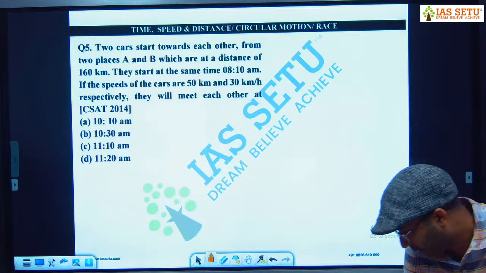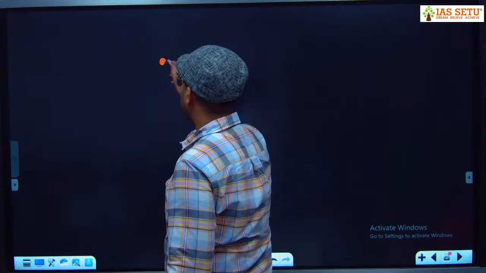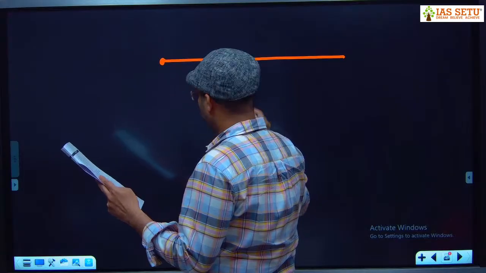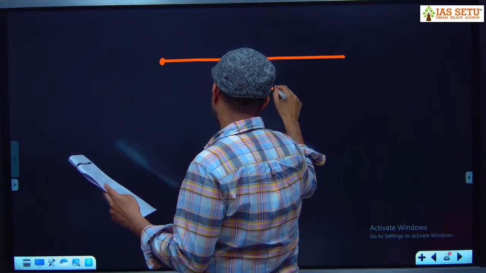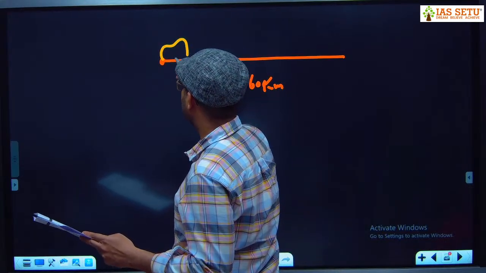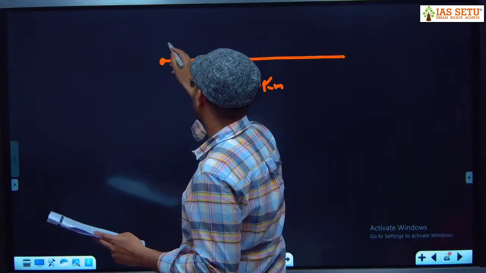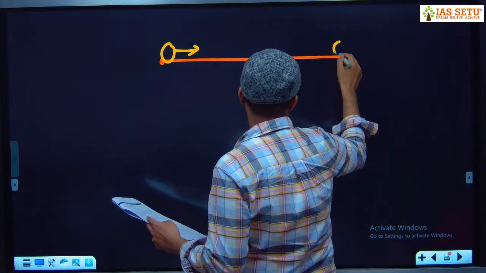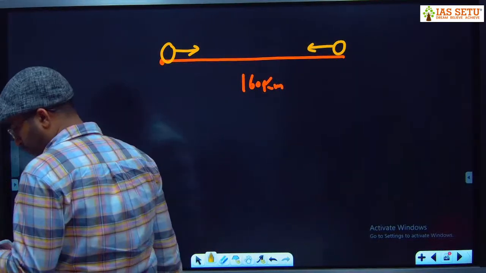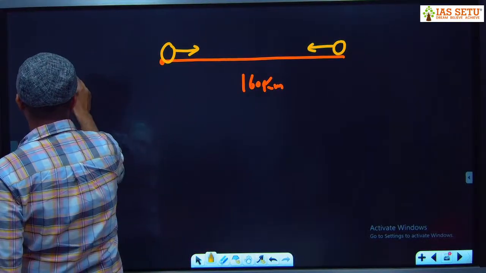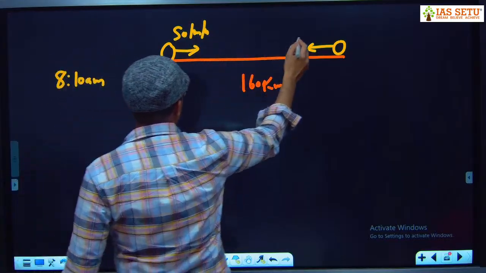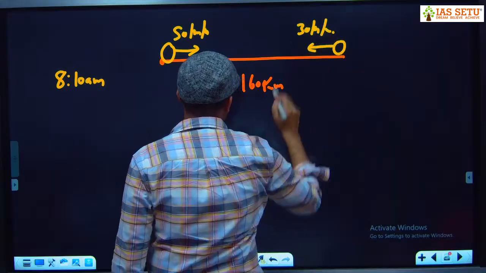ठीक है? See here, distance between these two places is given 160 km, and there are two cars. One car will go in this direction, other car will go in this direction. Two cars start towards each other at 8:10 a.m. Speed of this car is 50 km per hour. Speed of this car is 30 km per hour.